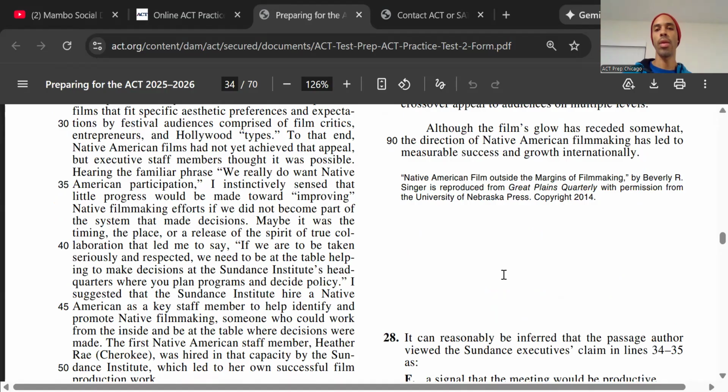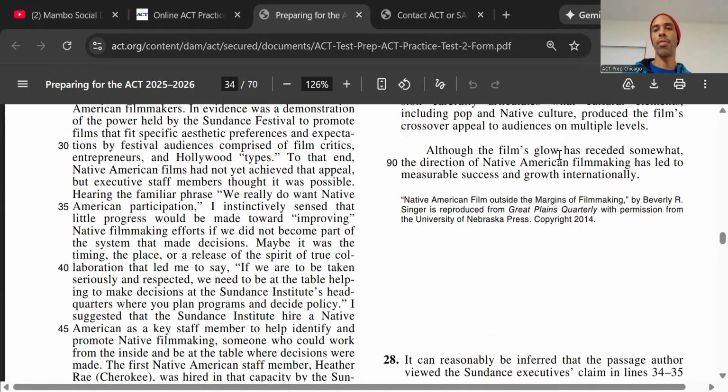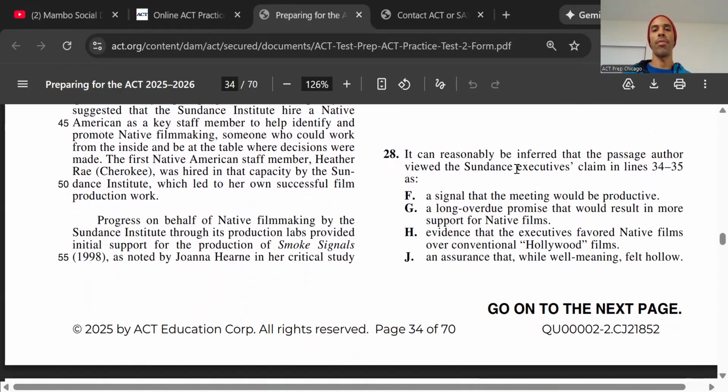because it says that that specific film, Smoke Signals, its glow has receded. The direction of Native American filmmaking has led to measured success and growth internationally. So it's specifically about Native American films.